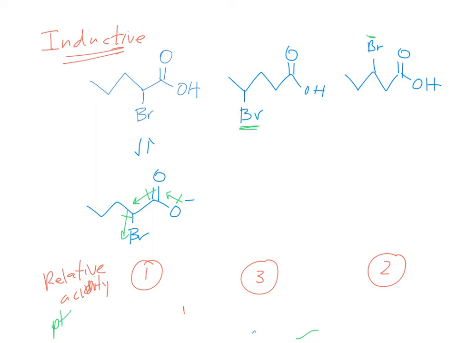Okay, so the pKa's, just to see if these are consistent with the order that I just told you, we have 2.97, 4.59, and 4.01, right? So, yep, those fit, right? So the most acidic has the bromine closest to the charge in the conjugate base.